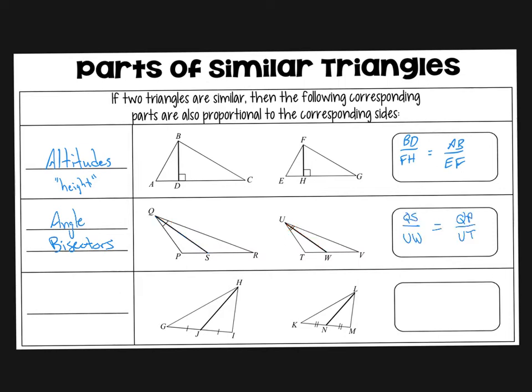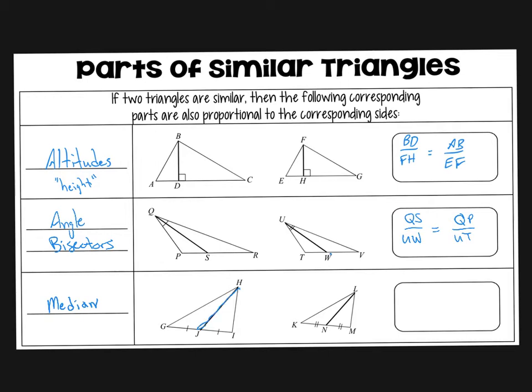So what are we going to say? Mind-blowing information. QS, this angle bisector, is to UW, this angle bisector, is in proportion to QP to its corresponding side UT over here. Again, it could have been QR and UV. It doesn't really matter as long as it's a corresponding side length. Okay, mind-blowing. And the third piece in our conversation will be a median.